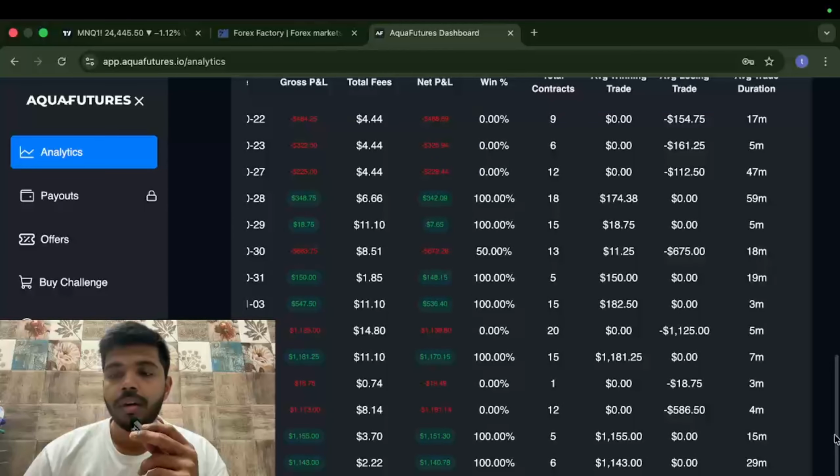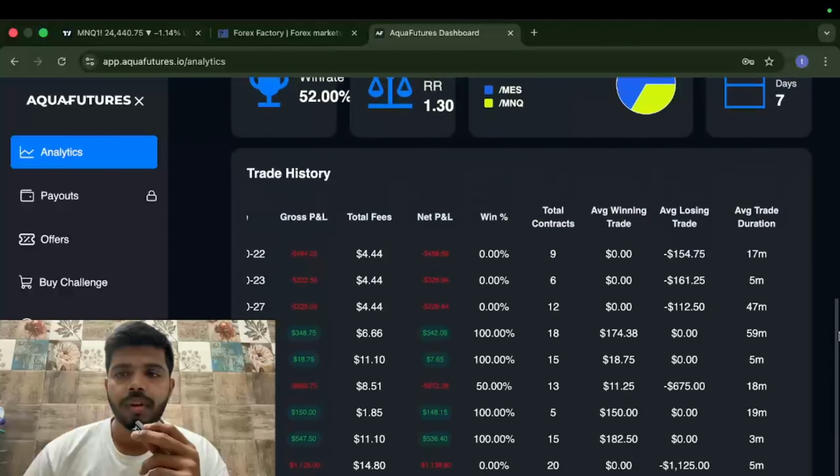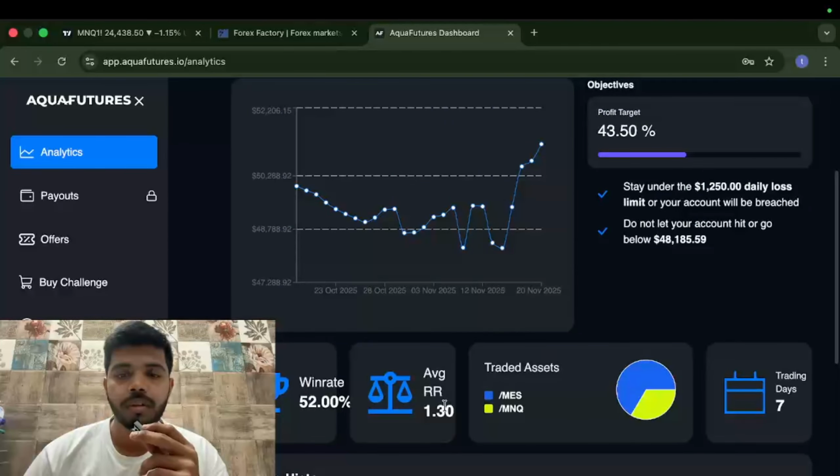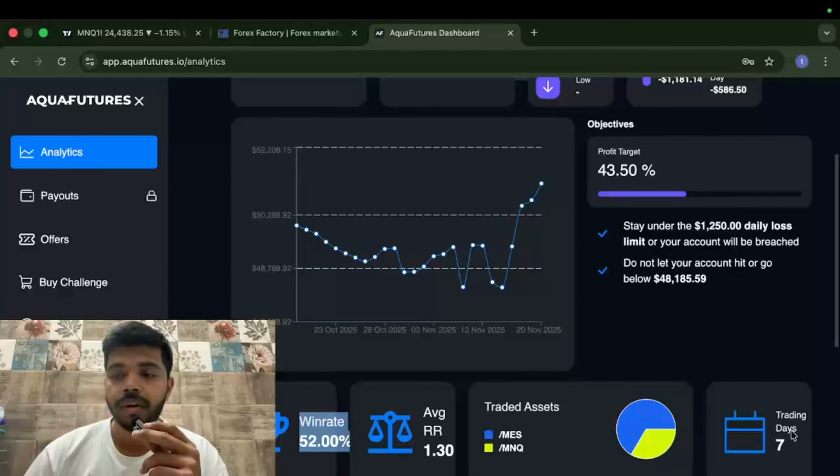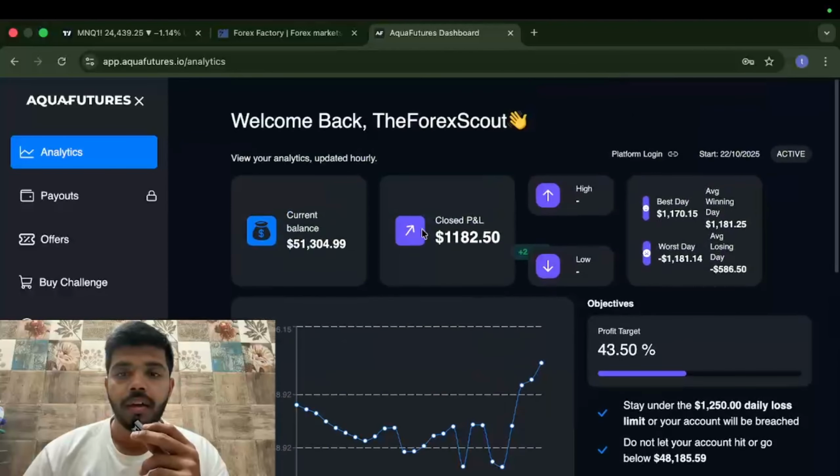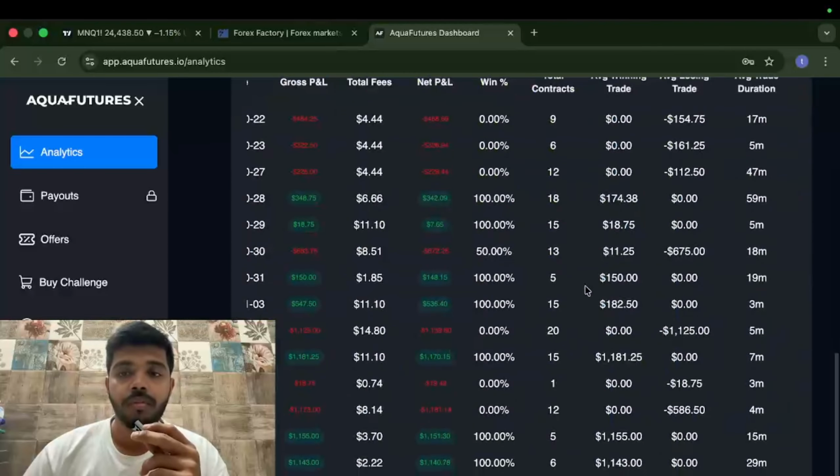I made around $1,700, and I'm up, as you can see. Average risk to reward is 1 to 30, which is a good thing for me. 52% win rate, trading days 7, and closed PNL is $1,182. So this is a good thing for me.